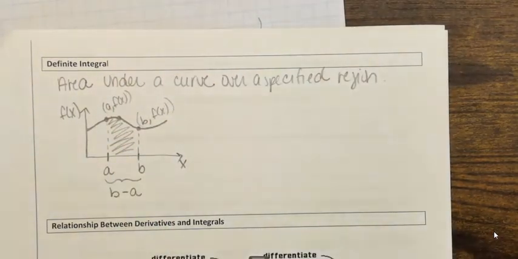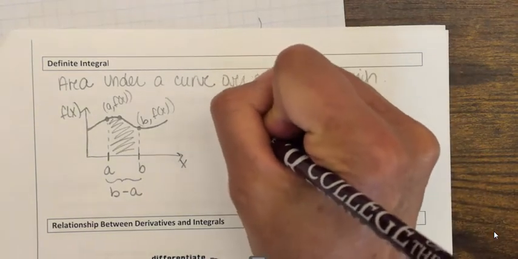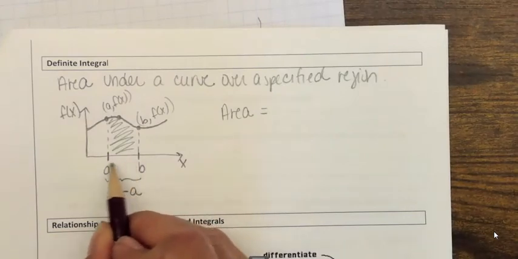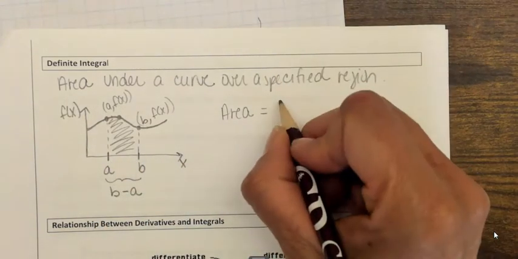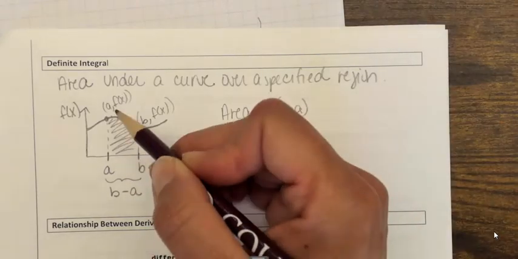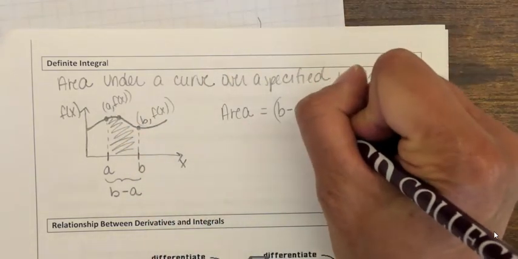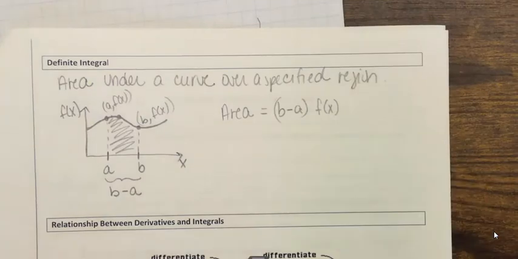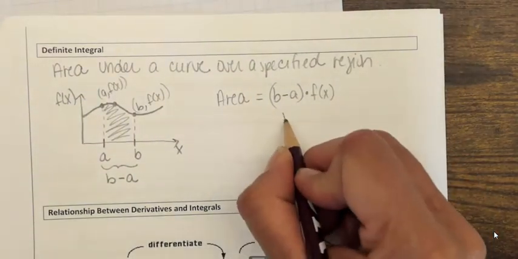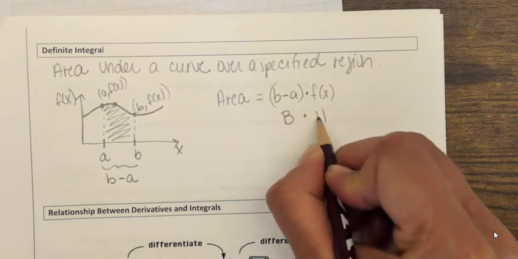right? So it's varying. Okay, so your area is always going to equal whatever the length of the base is, so that's b minus a, times whatever your height is, and the height's going to vary. It's going to be f of x, whatever f of x happens to be. So in other words, this is going to be base times height.